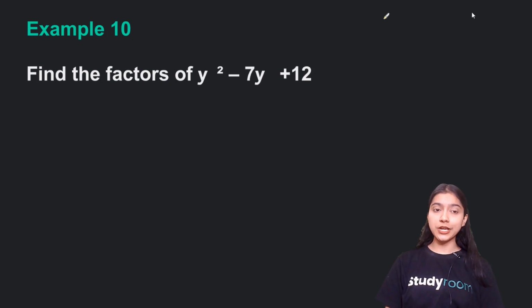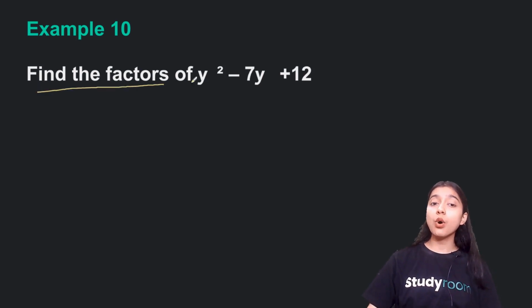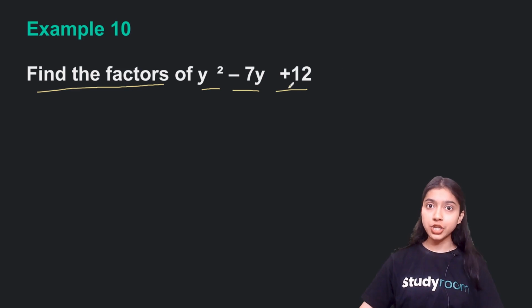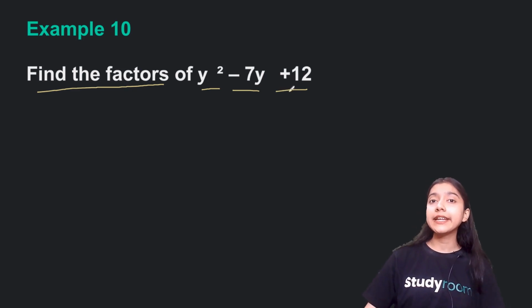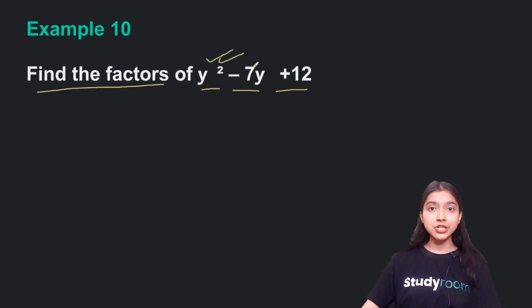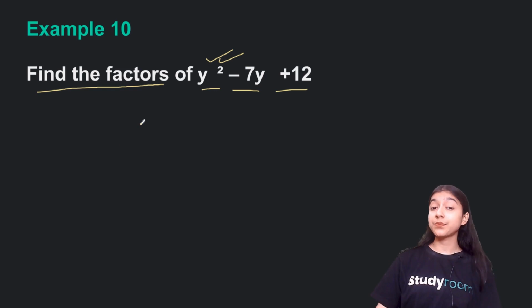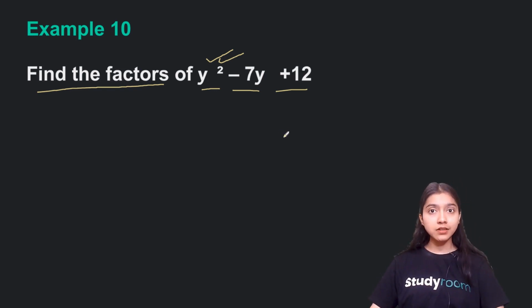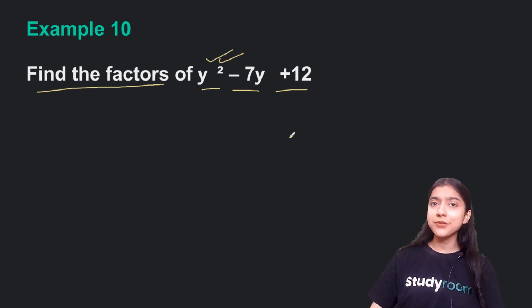Moving on to the next question. Find the factors of y square minus 7y plus 12. In order to find the factors, what we have to do is we have to factorize this algebraic expression first, and when we factorize this, we will be getting the product of the factors of this given algebraic expression. So we'll be getting this entire algebraic expression in the form of the product of its factors, and from that product we can simply figure out the factors of this algebraic expression.